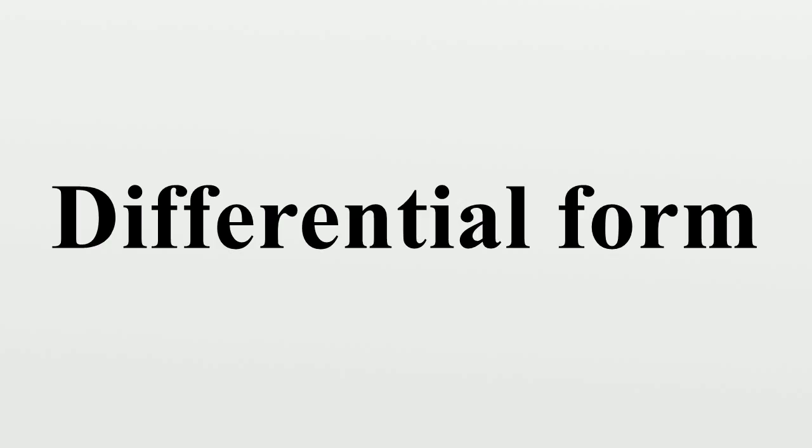Consequently, they may be defined on any smooth manifold M. One way to do this is to cover M with coordinate charts and define a differential k-form on M to be a family of differential k-forms on each chart which agree on the overlaps.